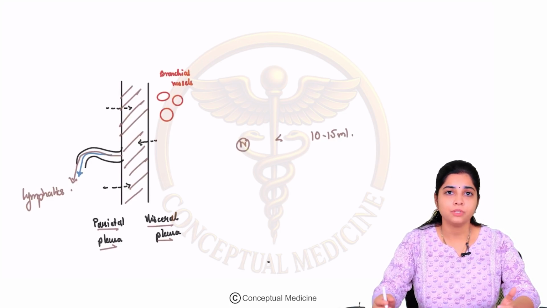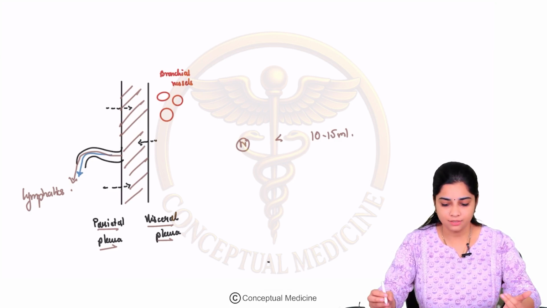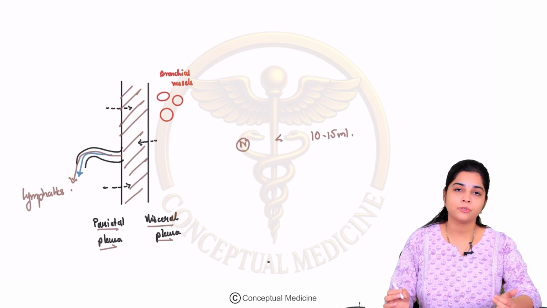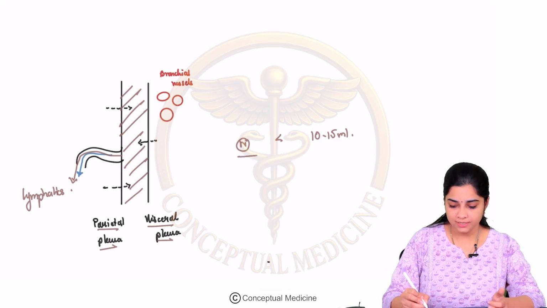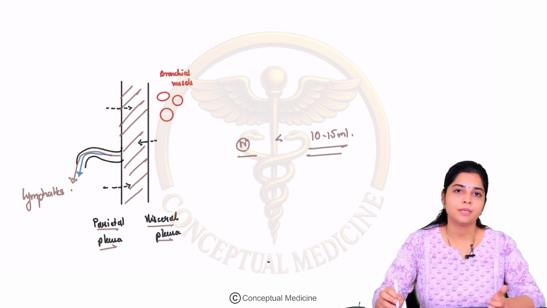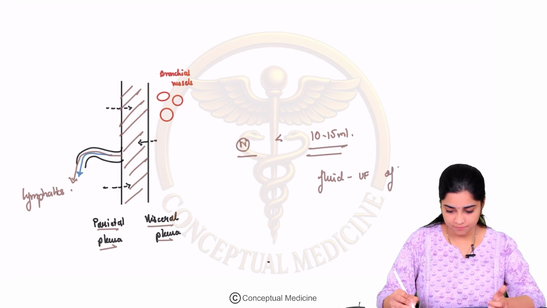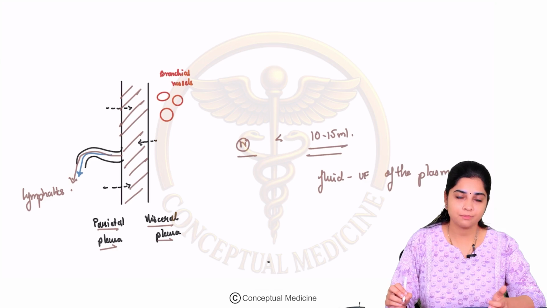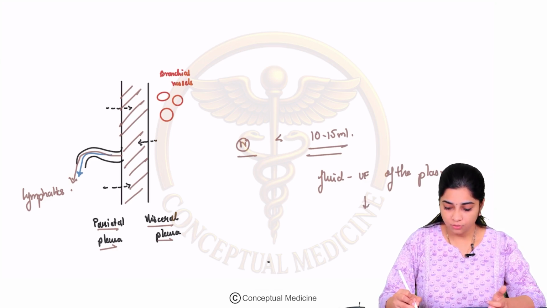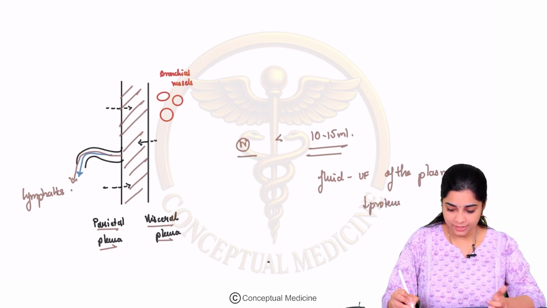So we all know that the pleural space is basically the space enclosed between the parietal pleura as well as the visceral pleura. The normal amount of fluid present within the pleural space is less than 10 to 15 ml. This fluid is basically an ultrafiltrate of the plasma and it has low proteins and very few cells.